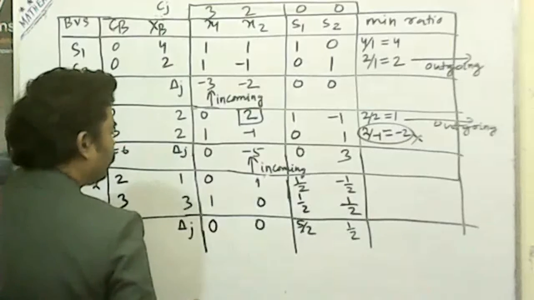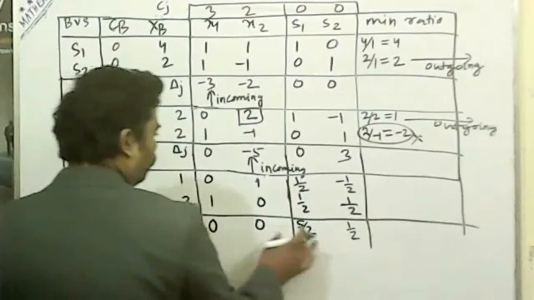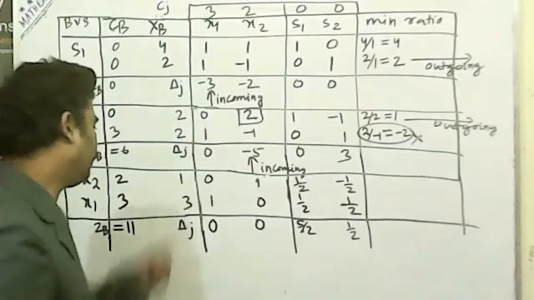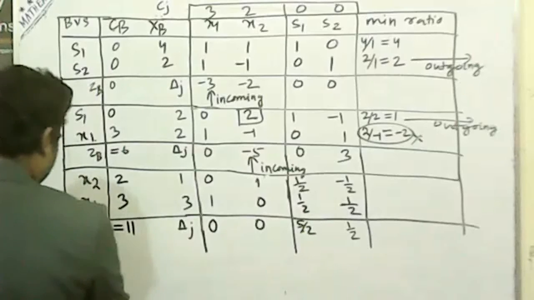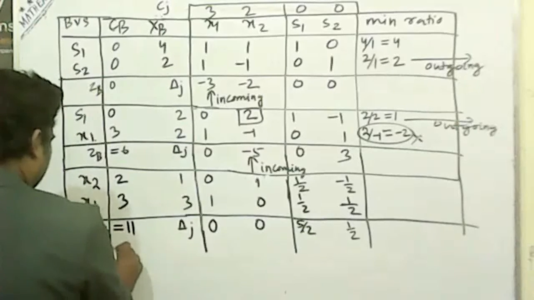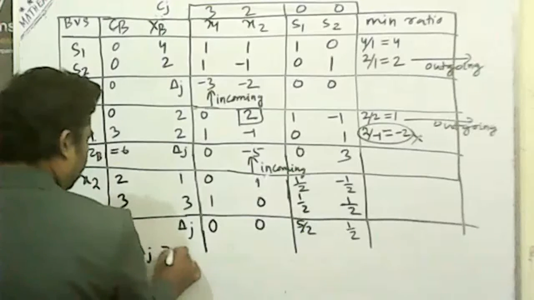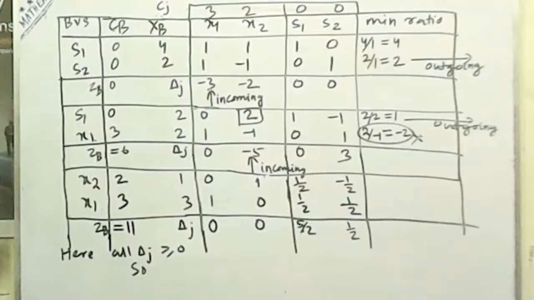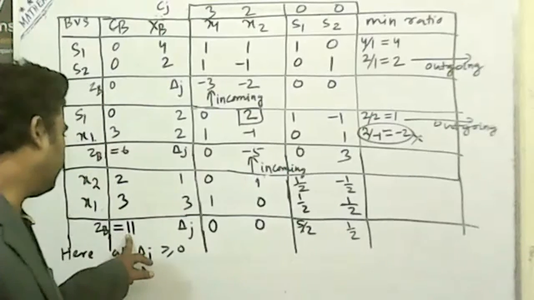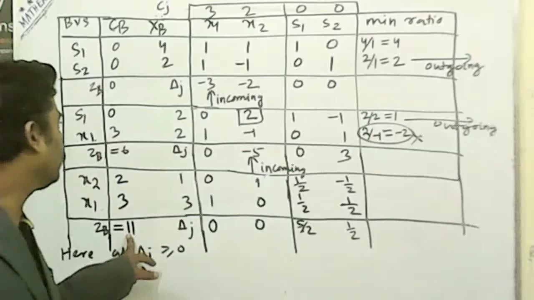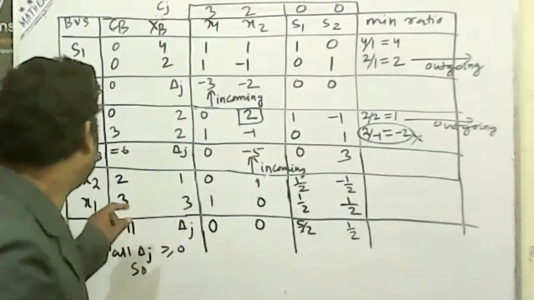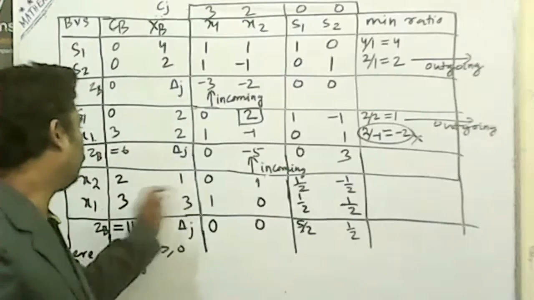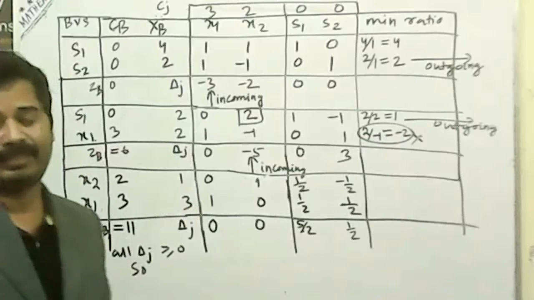So now all values are positive. All delta Z's are positive. Here, all delta J are positive. Here, all delta J are greater than or equal to 0. So the maximum value, that is Z, is equal to 11 at X1 is equal to 3 and X2 is equal to 1, and the slack variables are 0.